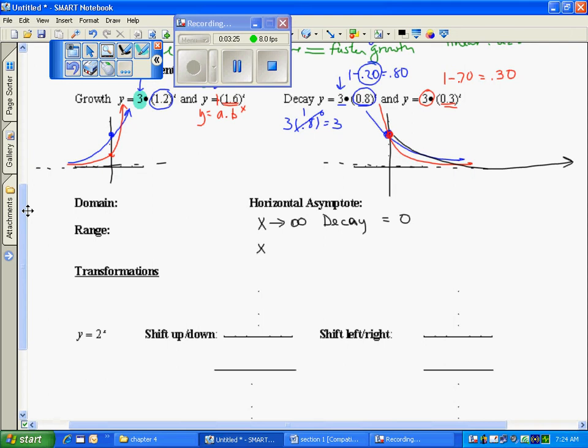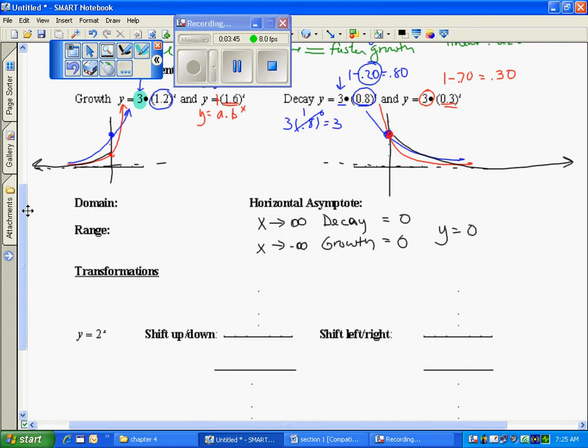When I approach negative infinity for my growth, that's heading this way, and again, as you notice, my graph is headed towards 0. Therefore, y equals 0 is going to be a horizontal asymptote, meaning I never get there. Why can I never get there? What's the reason behind that?